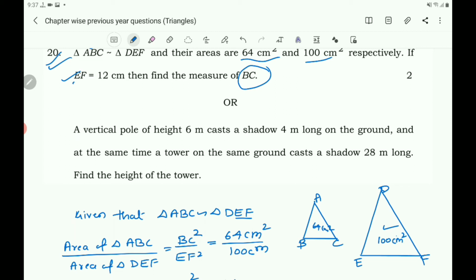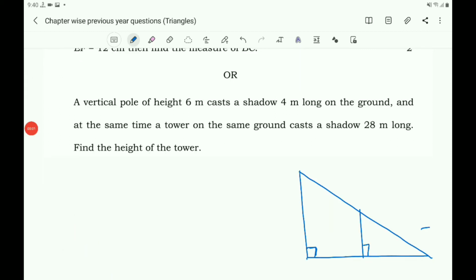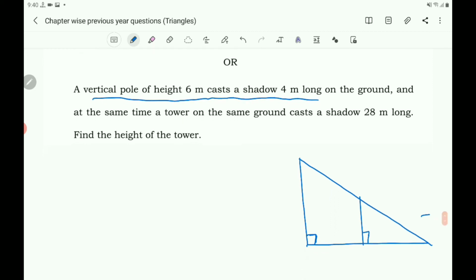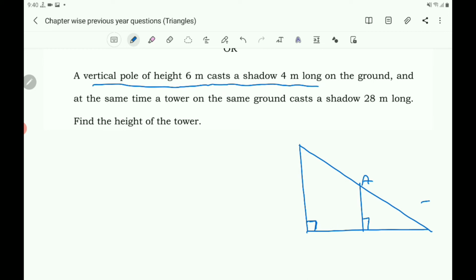A vertical pole of height 6 meter casts a shadow of 4 meter long on the ground, and at the same time a tower on the same ground casts a shadow 20 meter long. Find the height of the tower. Now let us have the rough sketch. So let us take, here the question is given that vertical pole of height 6 meter casts a shadow 4 meter long. So let us have, here AB is a pole of height 6 meter and the length of its shadow is 4 meter, and at the same time tower on the same ground.